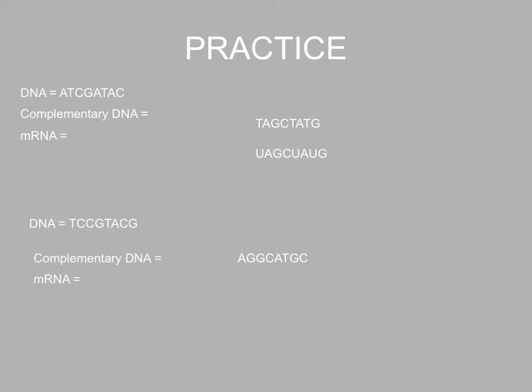And hopefully you came up with AGG, CAT, GC, with the messenger RNA being AGG, CAU, GC. Just one single base was different.